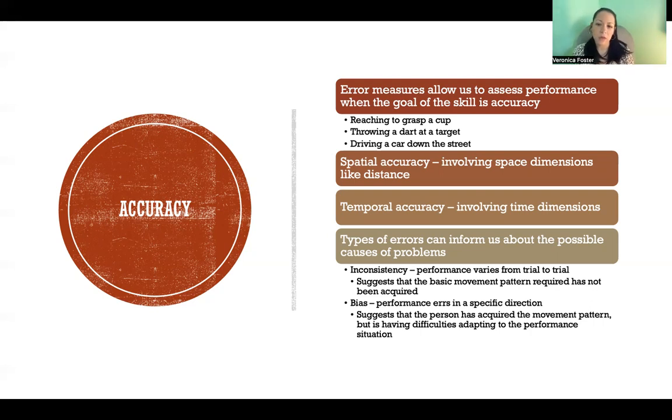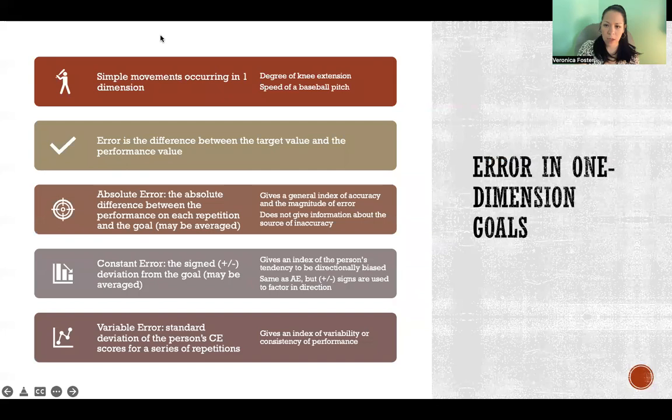So in that case, they've learned the movement pattern, but their performance is biased in a certain direction. So like maybe they tend to swing at the ball too soon or too late, or they're throwing the dart to the left consistently. So their performance is biased in one direction or another, whether that be spatially or temporally. So that suggests that they've learned the movement patterns, but they're having difficulty in adapting to that performance environment or to that situation.